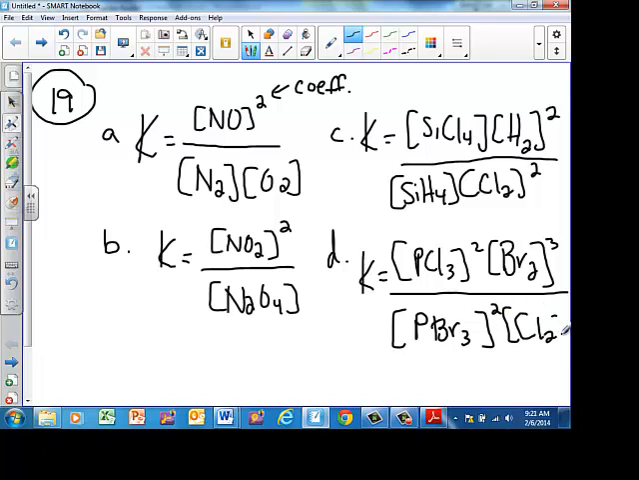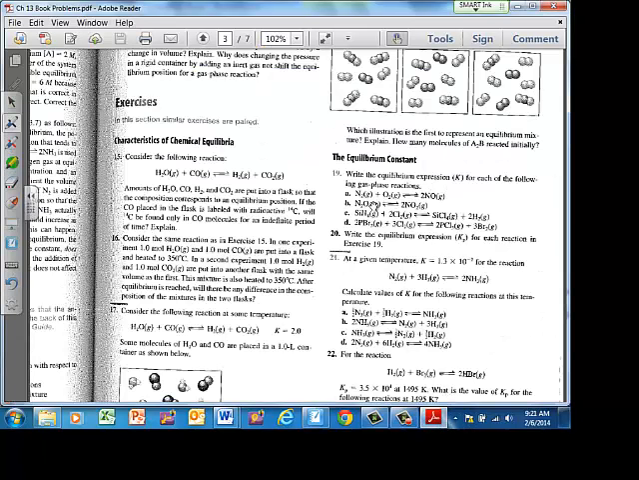And as a reminder, one of the biggest mistakes that people make on these is that you need to make sure it's always a ratio where the products go on top and the reactants go on the bottom. That's probably really the only mistake. And again, I'm going to point out that in all of these problems we started with gases.